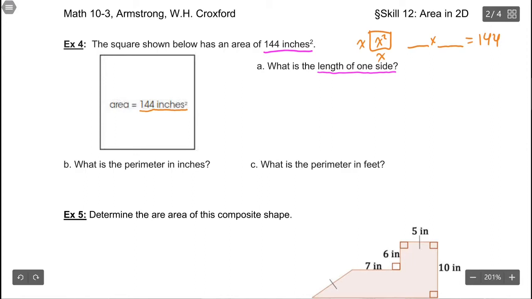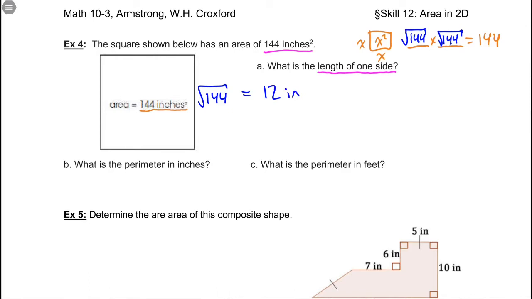Well, by definition, do you know what the number is which times itself equals a number? That's the square root. That's the definition of the square root. Root 144 times root 144, right? The square root of a number times the square root of a number is the number. That's what a square root is. So this side here is going to be the square root of 144, and the square root of 144 is 12 inches.